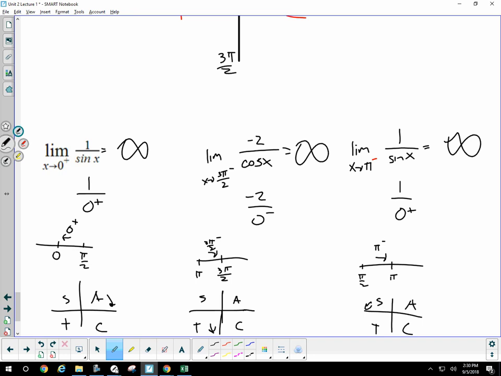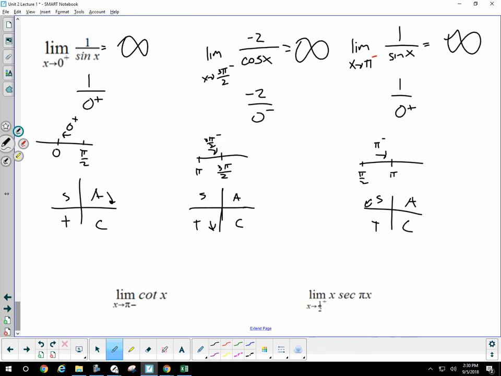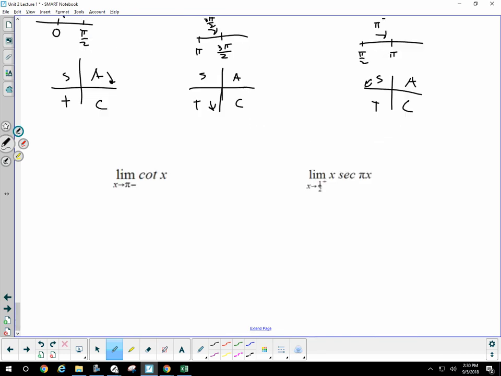Okay? Second one, it's -2 over something infinitely small and negative. 3 pi over 2 from the left. We're coming from pi going to 3 pi over 2. Puts us in the third quadrant. When we are in the third quadrant, cosine values are negative. So I'm approaching 0 from the negative side of things. Okay? Last two. Cotangent of x as x approaches pi from the left, and x secant pi x as x approaches 1/2 from the right.